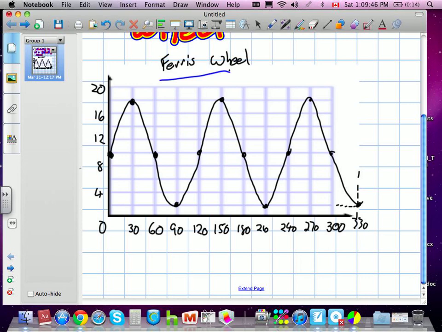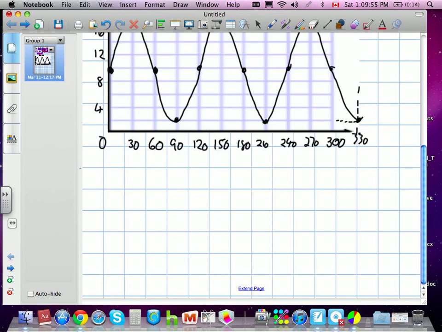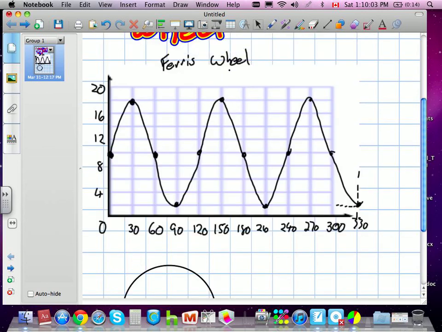Okay, there's a lot of information this graph is going to give us. We need to compare it to a circular object. Because a Ferris wheel is a giant circle, we're going to create a small circle in reference to this, and use it as a reference point. Now, there's quite a few things I need to figure out on this Ferris wheel. First of all, I need to figure out where the axis of symmetry is, or the AOS.